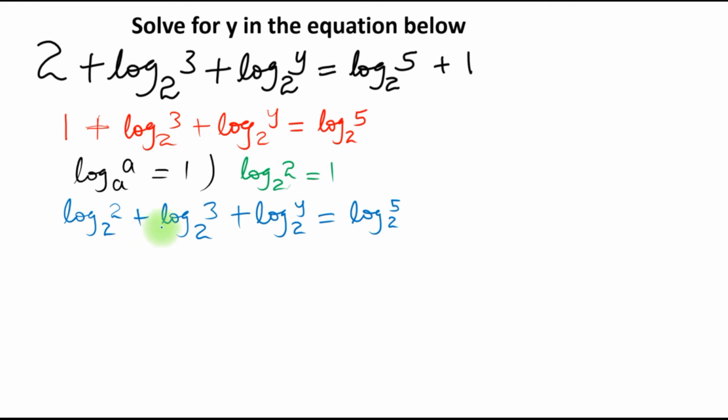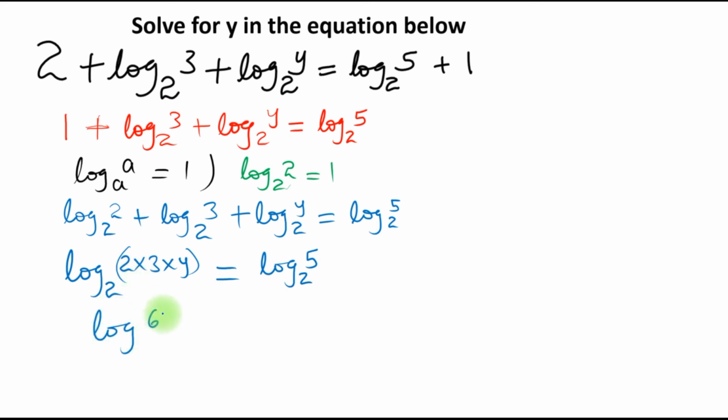Remember, from laws of logarithm, addition will lead to multiplication. So this will be the same as log of 2 times 3 times y base 2 will be equal to log of 5 base 2. Since all these are to base 2, it simply means that this will be the same as log of 6y base 2 will be equal to log of 5 base 2.